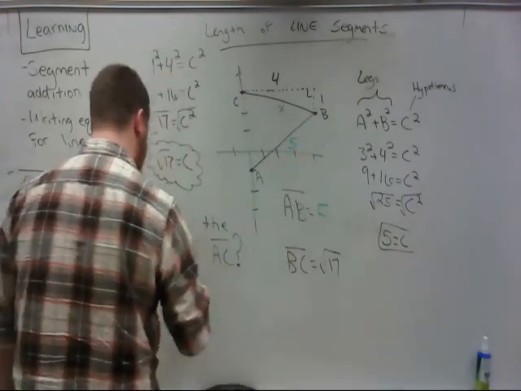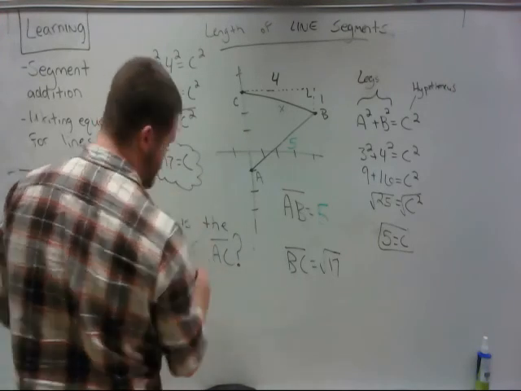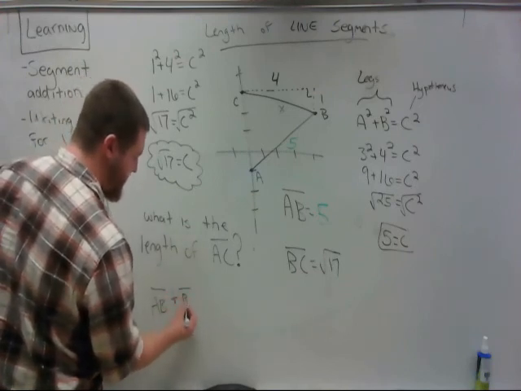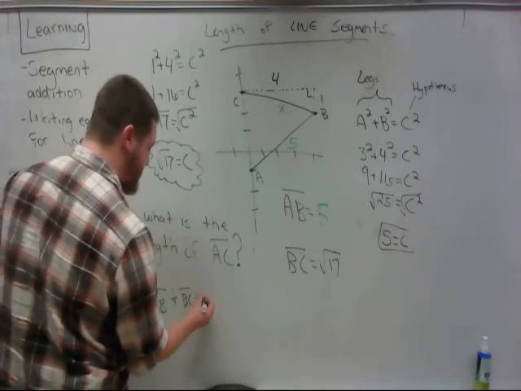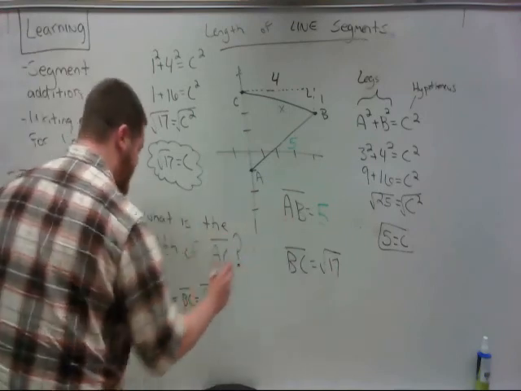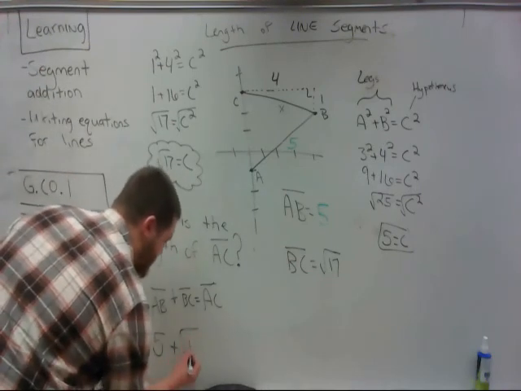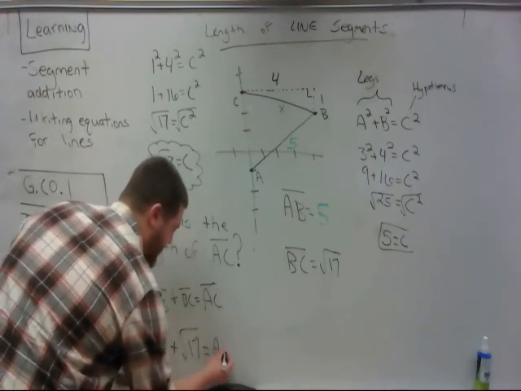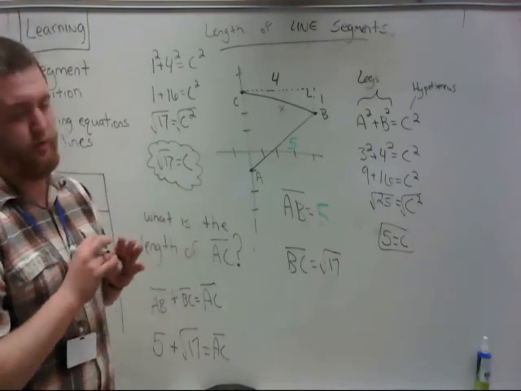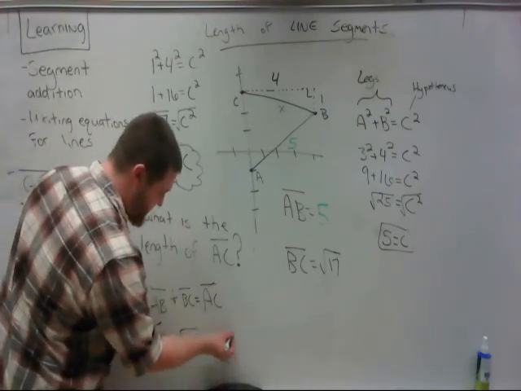So the length of AB was 5. Let's do this. The length of AB plus what will get me to C? Well, the length of BC will get me to C. Equals the length of AC. Now I can just plug in. What's the length of AB? We said it was 5. What is the length of BC? The square root of 17. Can I simplify these? 5 and the square root of 17. Can I butt them up against each other? No, because they're not being multiplied. So that's your answer. 5 plus the square root of 17.